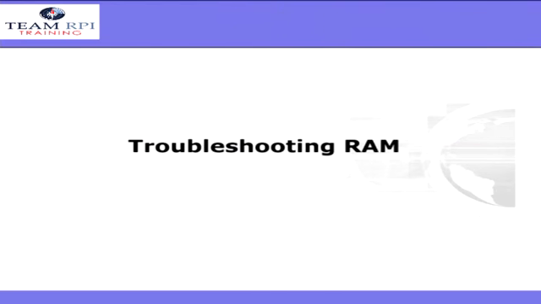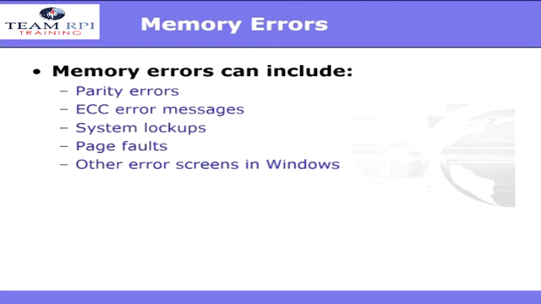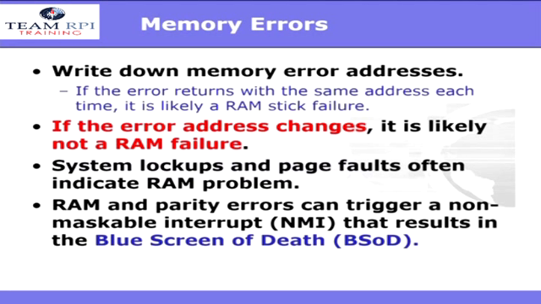So what are the issues that we can run into with RAM? Some of them include parity errors, ECC errors, system lockups, page faults, and there are some other error screens within the Windows environment. It's easiest to figure out what's going on with memory errors if you write down the memory error address. If the error address changes, it's likely not a RAM failure. System lockups and page faults often indicate a RAM problem.